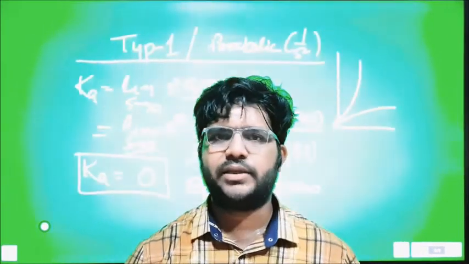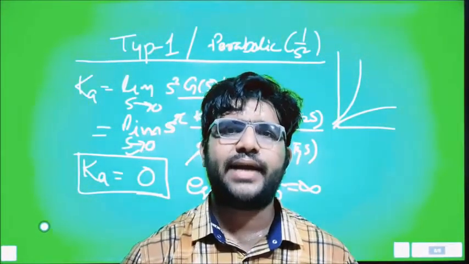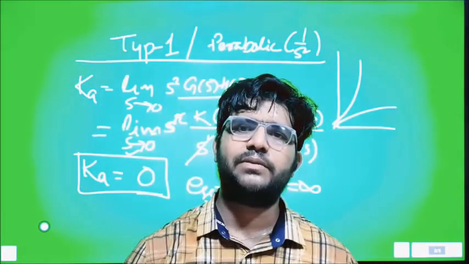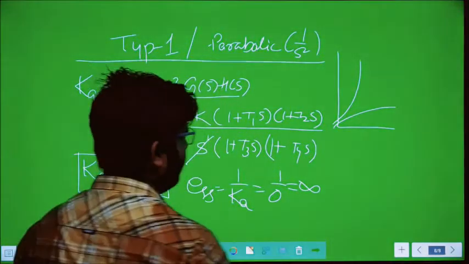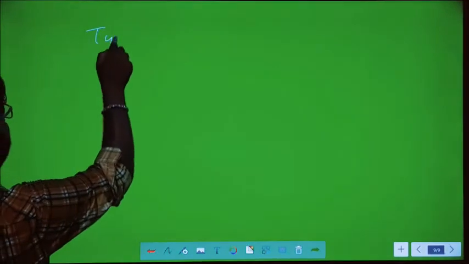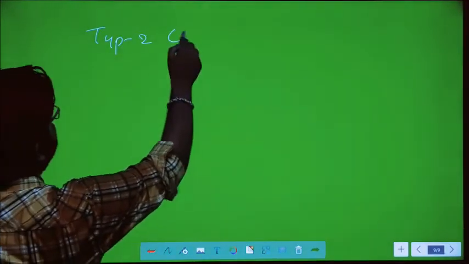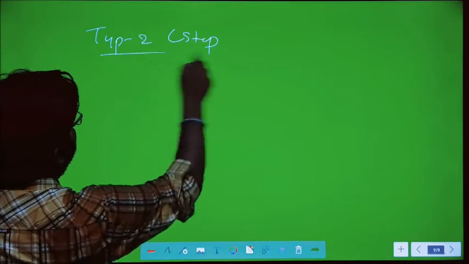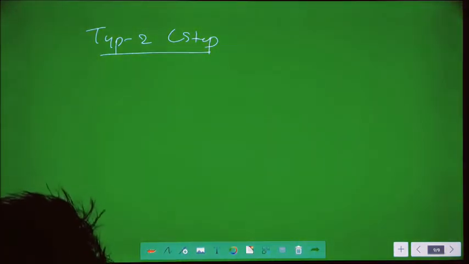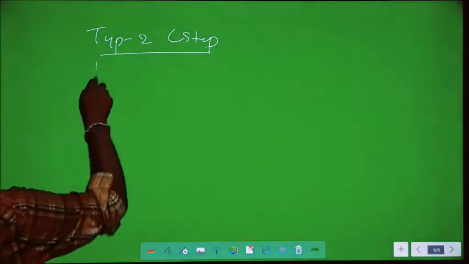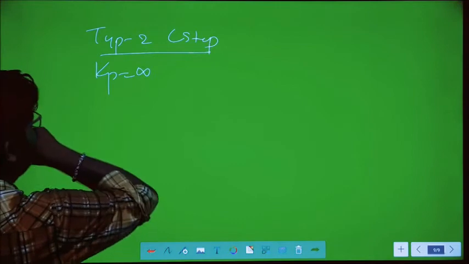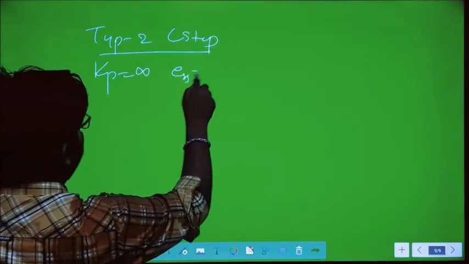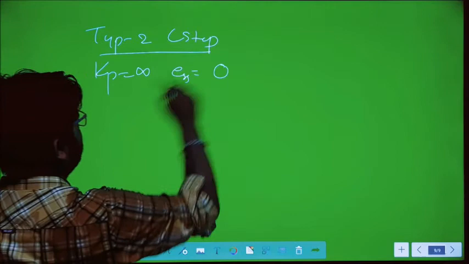This is for type 1 systems. Similarly, we can find for type 2 systems and type 3 systems, and so on. Without deriving this, I can write for type 2 systems, step input. For type 2 systems and unit step input, what do we get? We will get Kp equal to infinite and ESS, which is 1 by 1 plus Kp, will become 0.